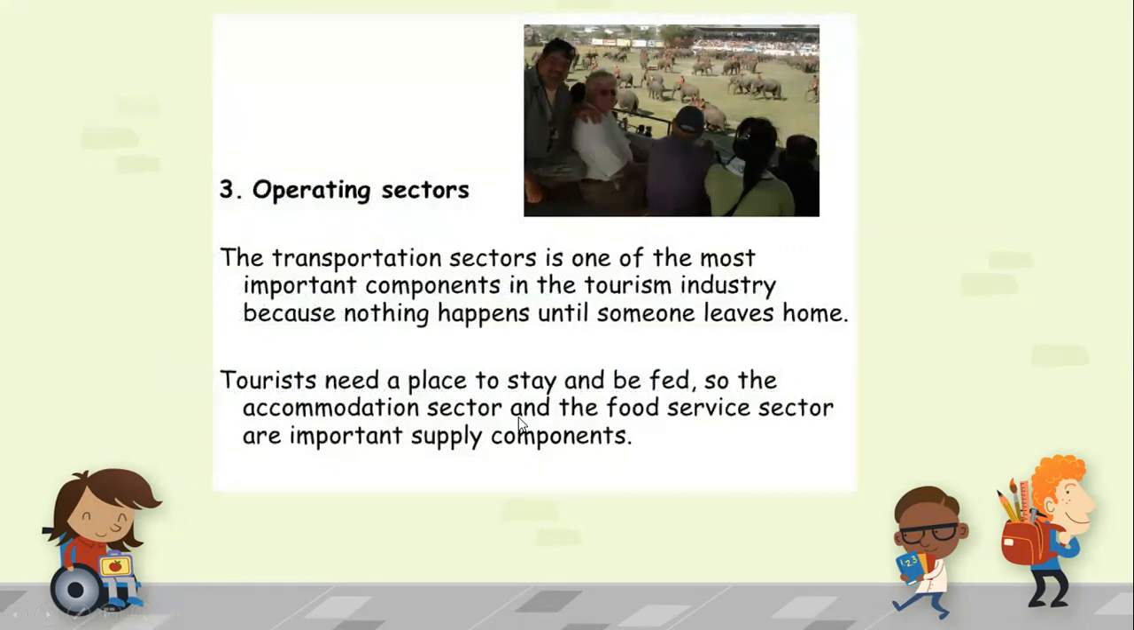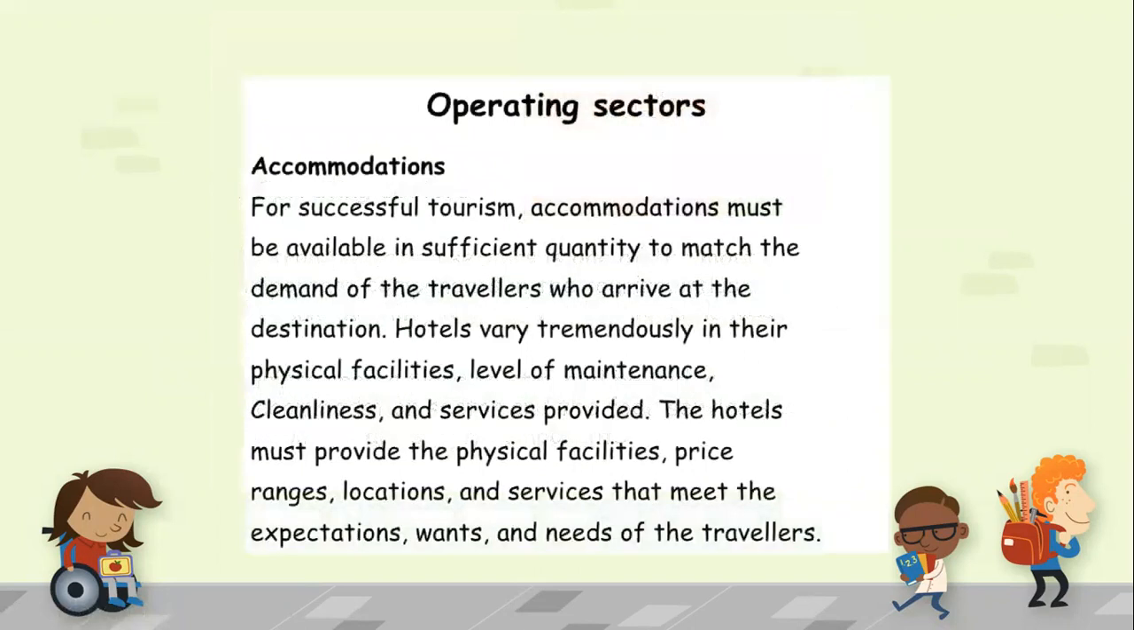So the accommodation sector and the food service sector are important supply components. So what you can remember is that the operating sector comprises accommodation and transportation. Accommodation: for successful tourism, accommodation must be available in sufficient quantity to match the demand of the travelers who arrive at the destination. Hotels vary tremendously in their physical facilities, level of maintenance, cleanliness, and services provided.